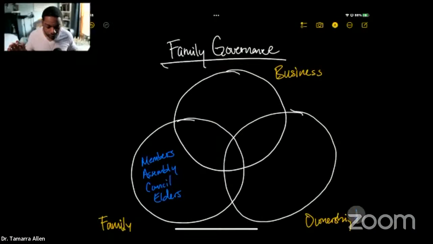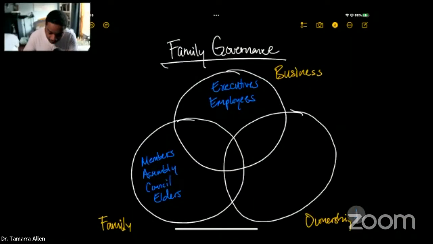Yes. Cool. Awesome. So when it comes to the business side, you have the actual titles, like the managers. Actually, I'll just put the execs. You have executives. And then you have the actual employees. These are your employees for your business. These are non-family member employees. And family members can be employees as well, right? 1,000%. So the gray area here is family employees.